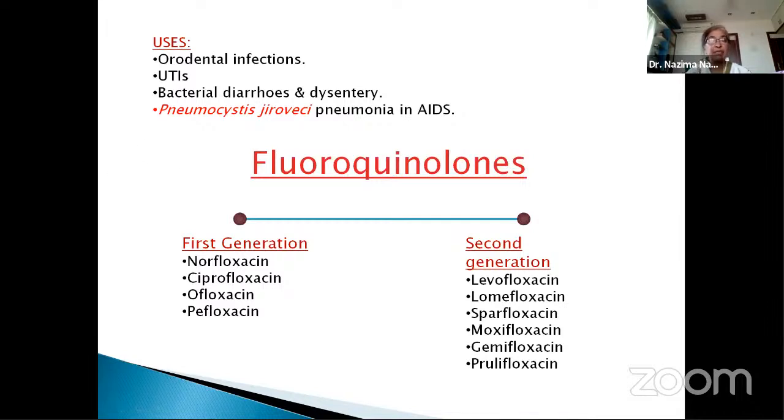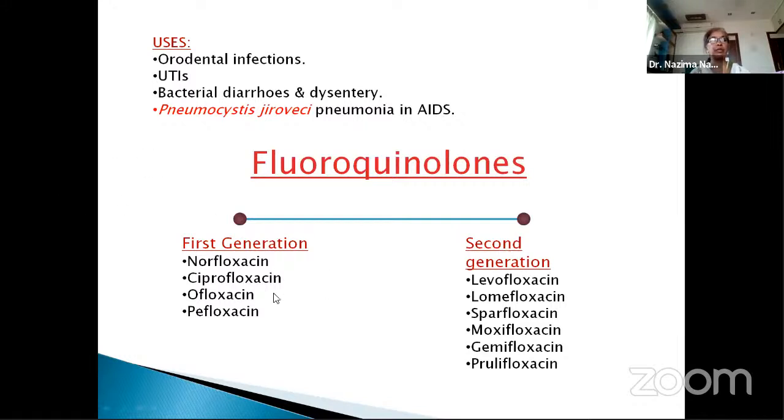Unless a sensitivity test is done and the organisms are sensitive, in such cases we use this drug, cotrimoxazole. Then we come to the other group of drugs, which are the fluoroquinolones. Fluoroquinolones are classified into first generation and second generation drugs.